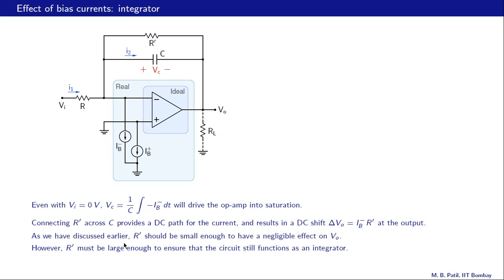As we have discussed earlier, R prime should be small enough to have a negligible effect on VO. That means we want this delta VO to be small. At the same time, R prime must be large enough to ensure that the circuit will still function as an integrator. And we have commented on this point when we were discussing offset voltage and its effect on the integrator.